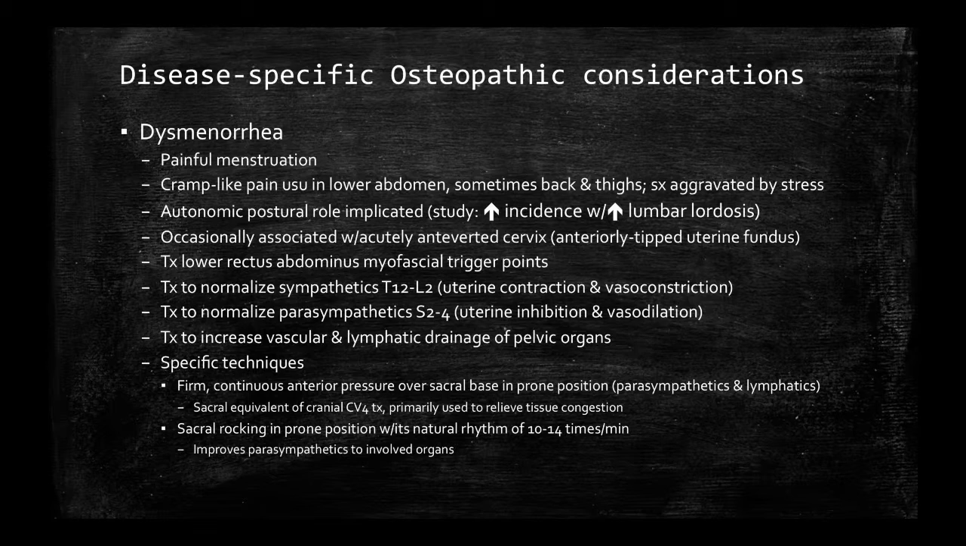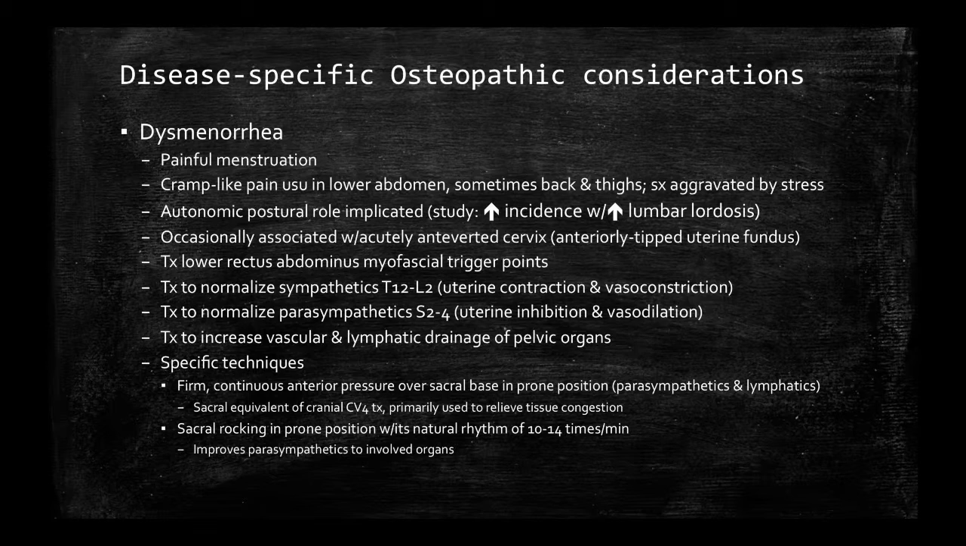You also want to normalize sympathetics at T12 through L2, which work on uterine contraction and vasoconstriction when overstimulated. We also want to normalize the parasympathetics from S2 through S4, which work more towards uterine inhibition and vasodilation. As always, you want to increase lymphatic and vascular drainage of the pelvic organs.